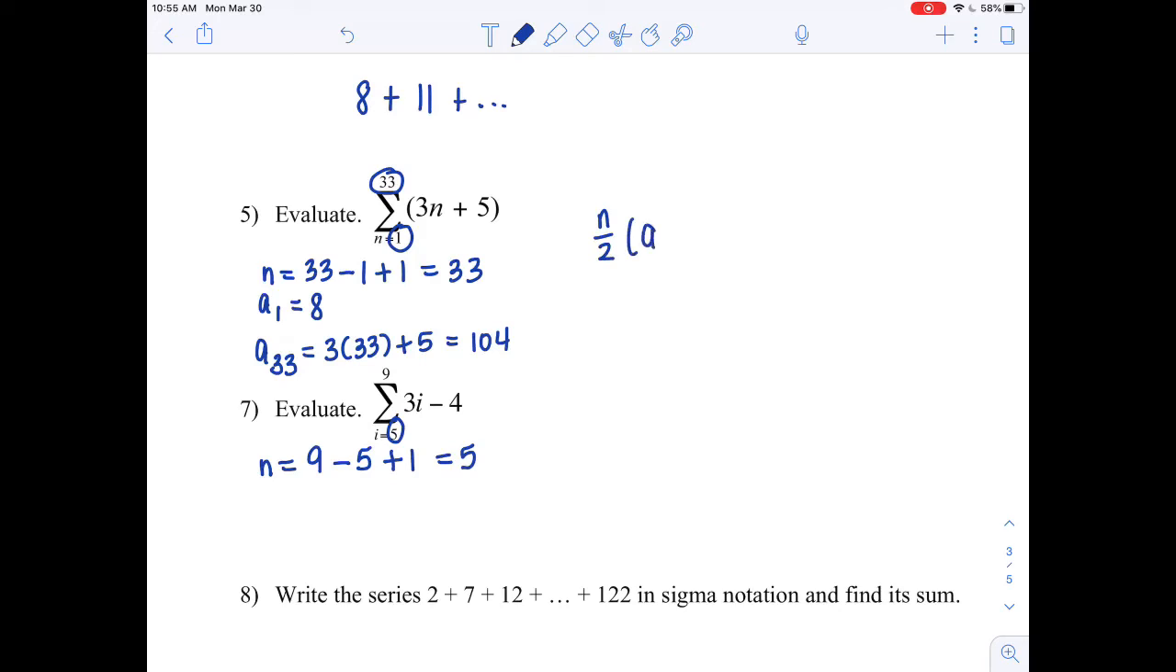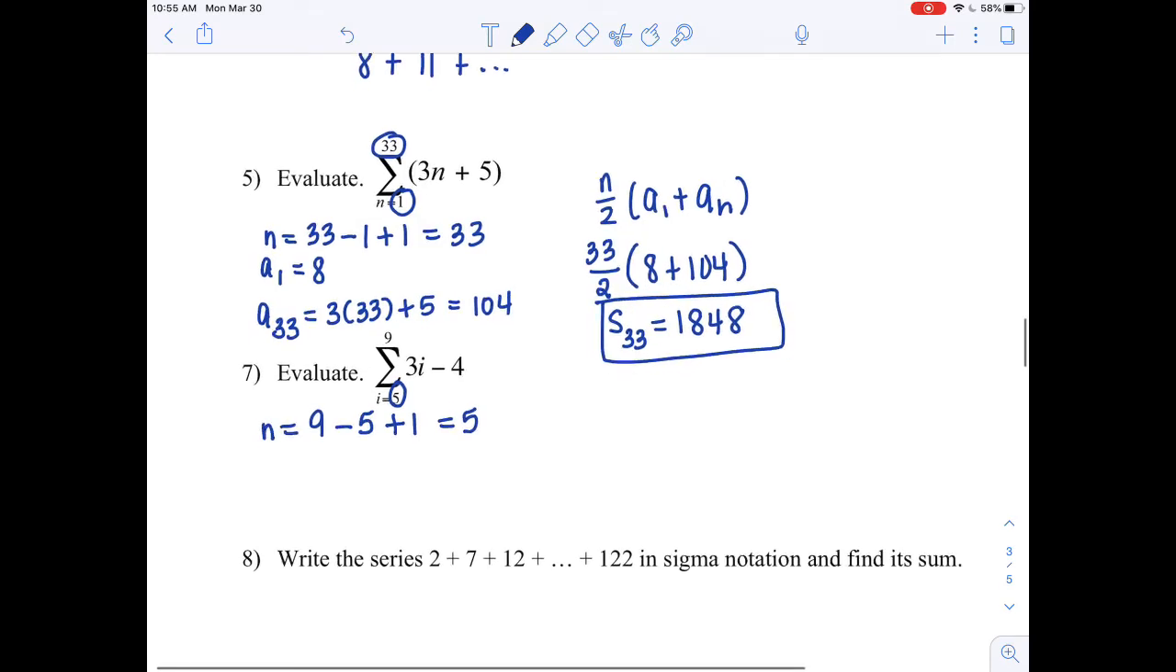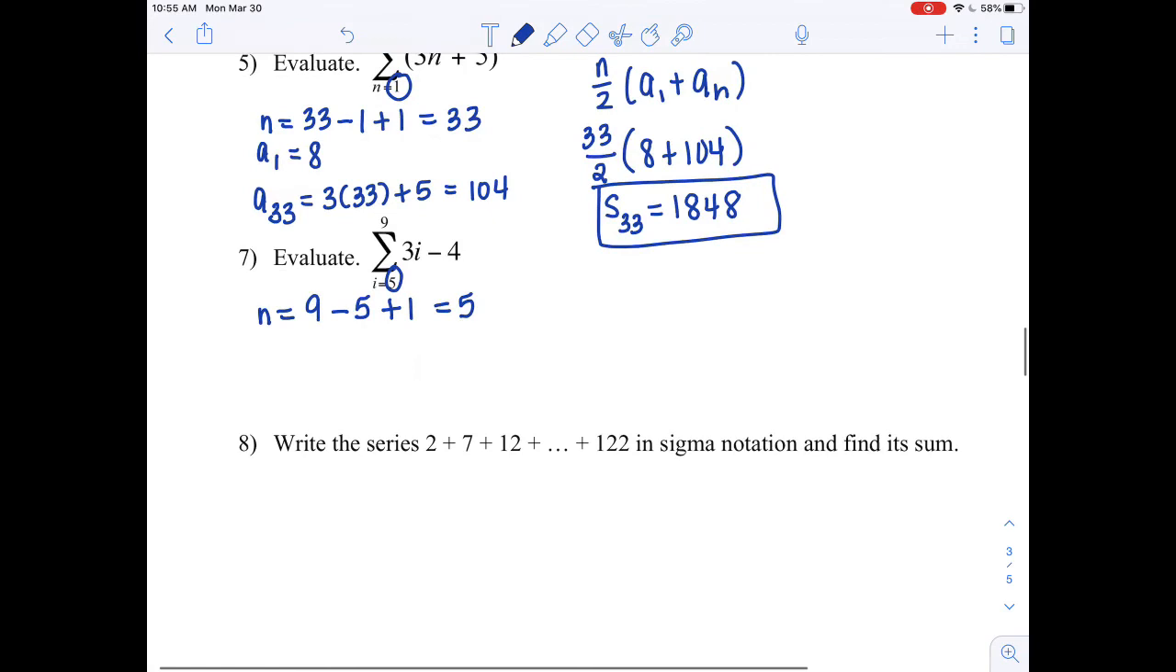Okay, so now I can take all this information and plug it into that arithmetic series formula: n over 2 times a sub 1 plus a sub n. So I have 33 terms divided by 2 times the sum of my first and my last terms. And in this case, the sum of my first 33 terms comes out to be 1848.